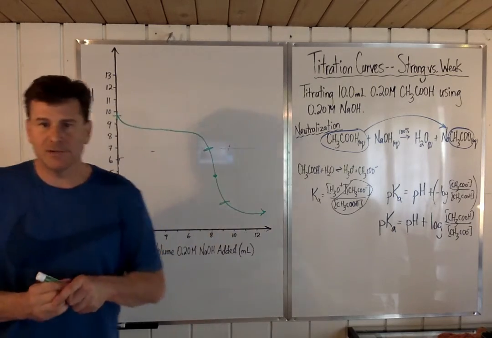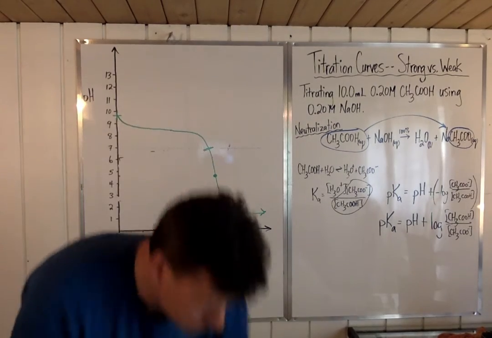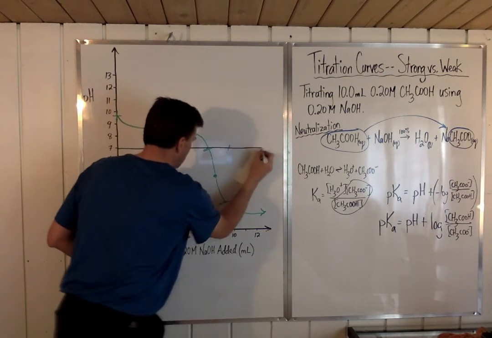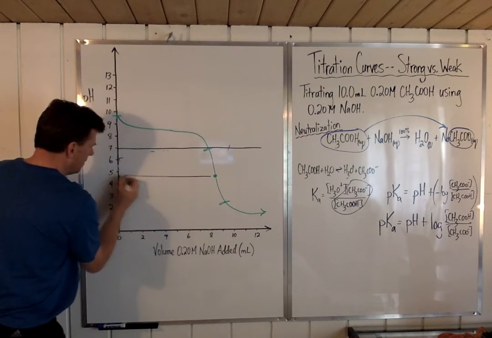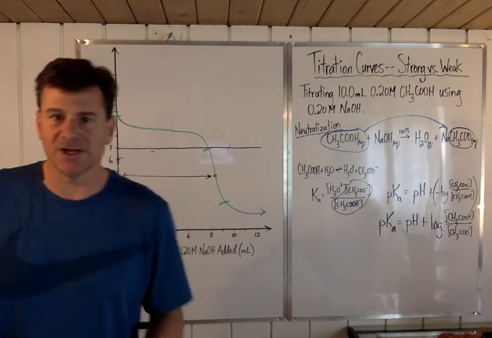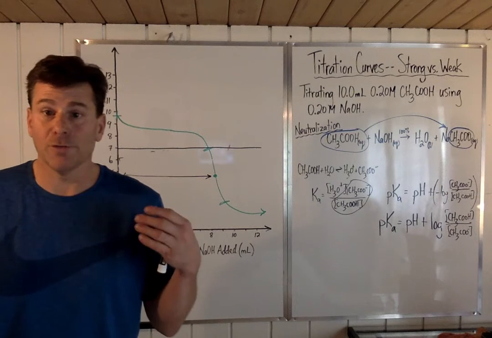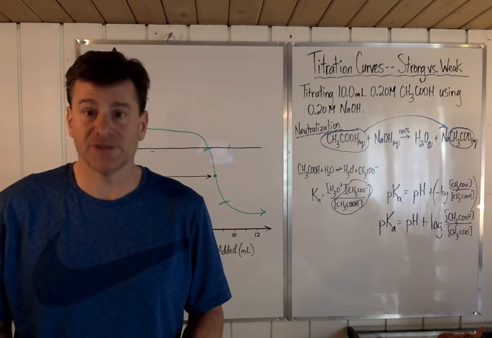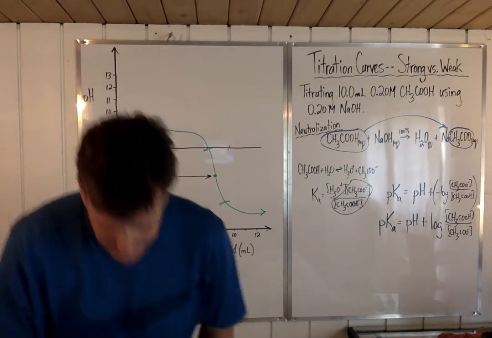And clearly that is below. So here's pH of 7. Right? Clearly, that middle of that steep section is below 7. So therefore, this would be a weak base solution that was being titrated with a strong acid.